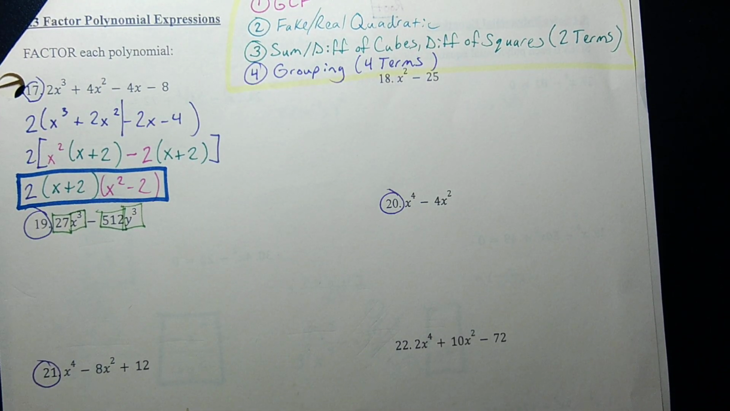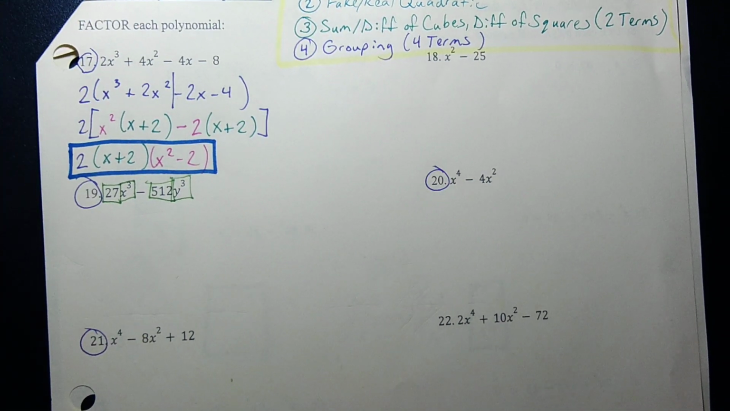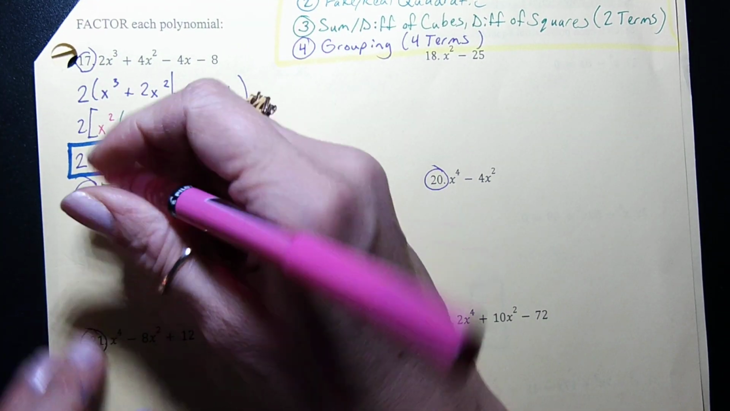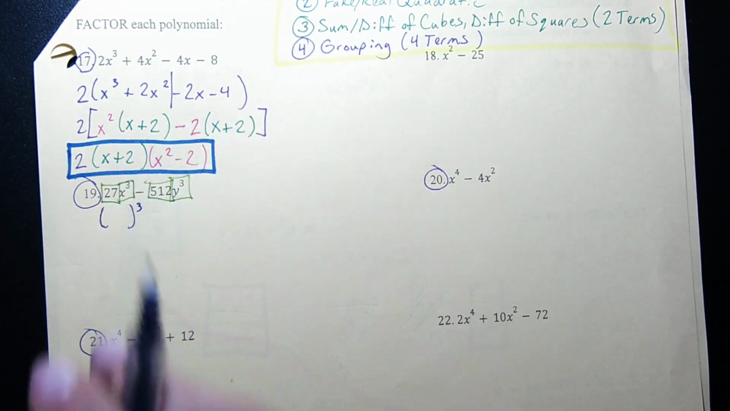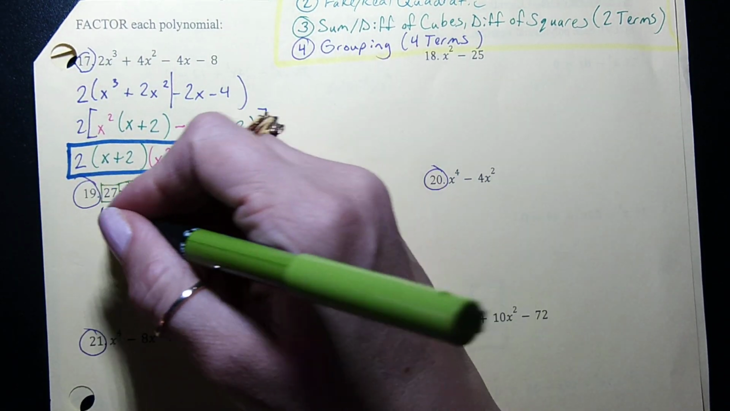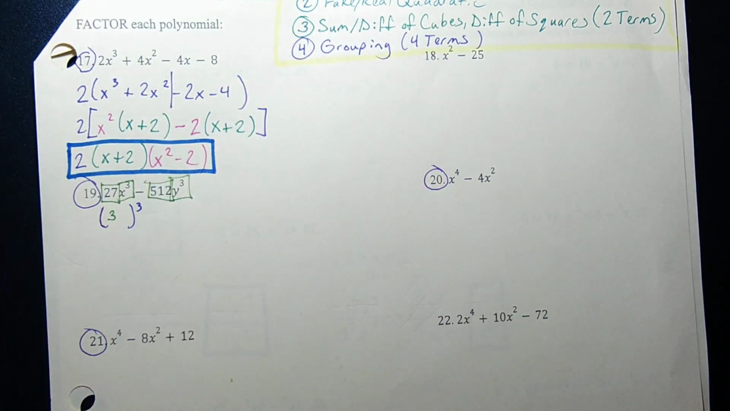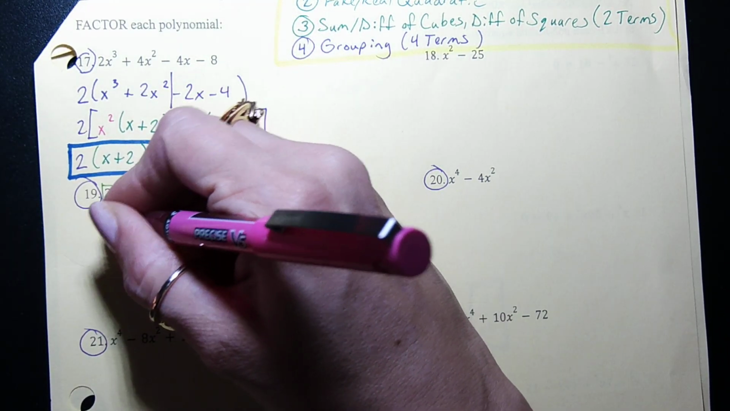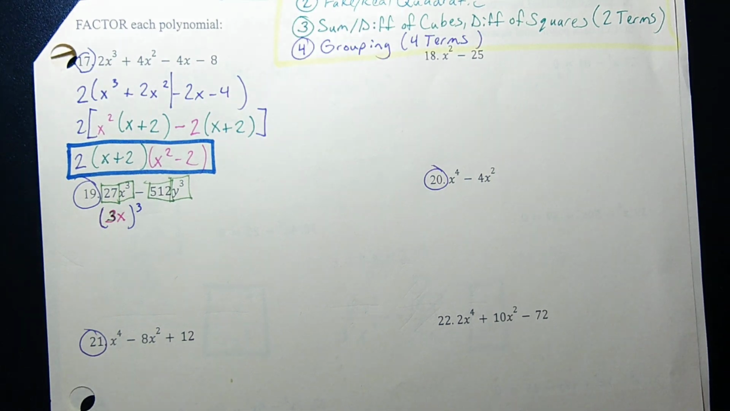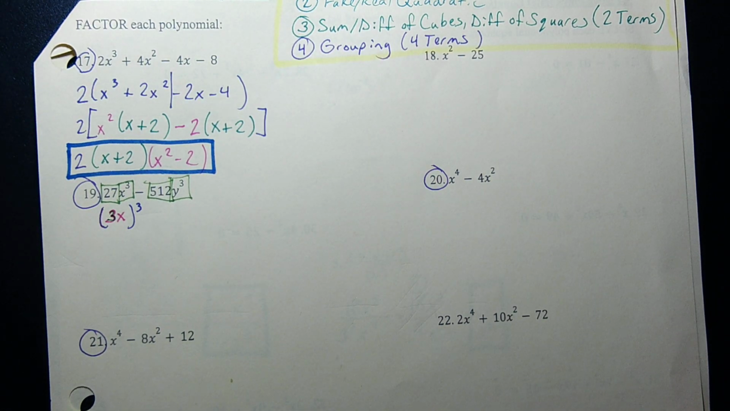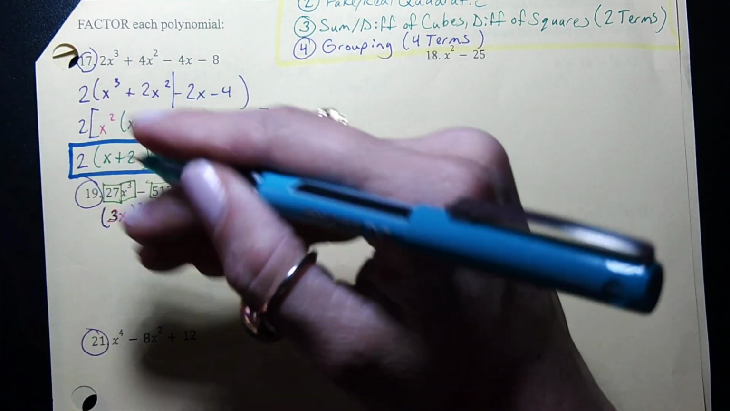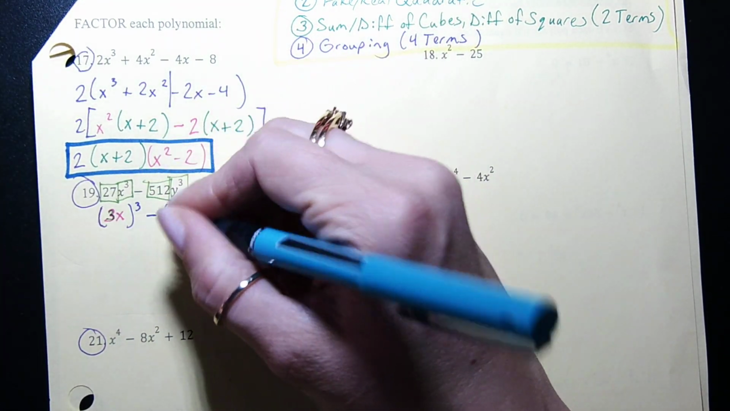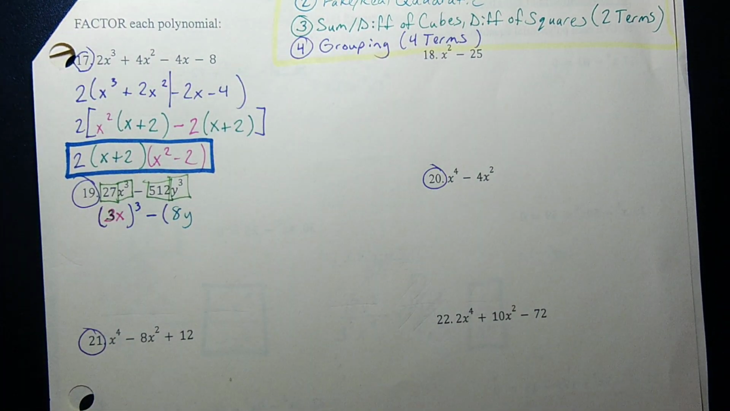So we identify this as difference of cubes. Then I want to state the base that gives me that cubed. What cubed gives me 27? 3. What cubed gives me x cubed? X. So I write it as the base cubed, then minus what cubed gives me 512? The 8. And then y cubed gives me the y cubed.